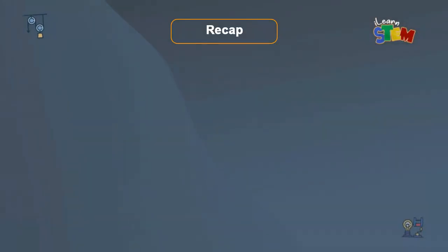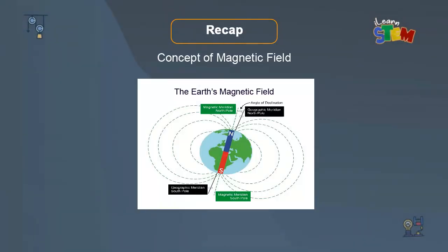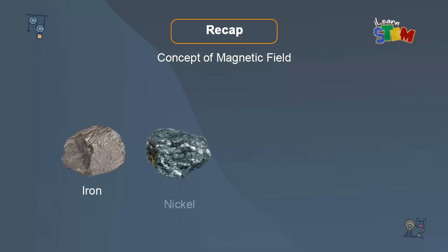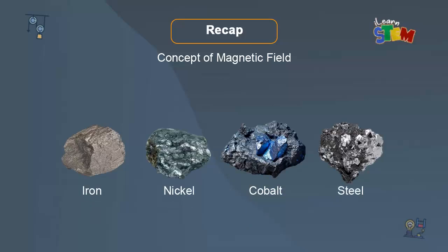In our last class, we learned about the concept of magnetic fields, which are areas around a magnet where its magnetic force can be felt. You can't see this field with your eyes, but it's there, much like the wind. This invisible force can attract certain materials such as iron, nickel, cobalt, steel, and so on.